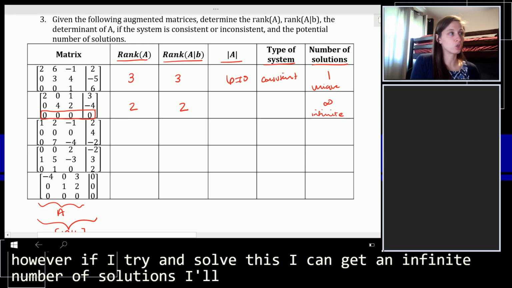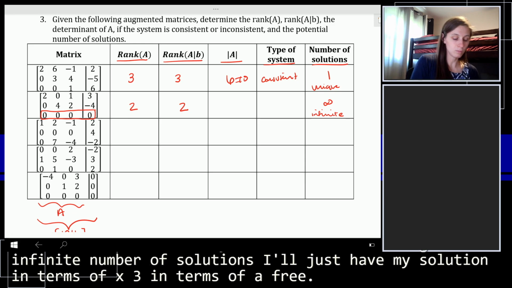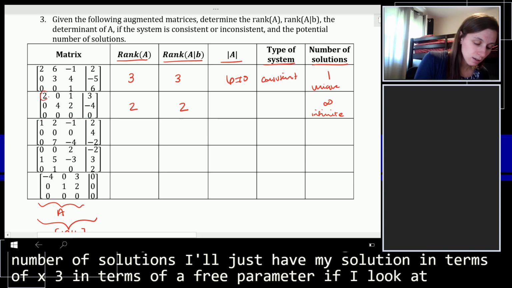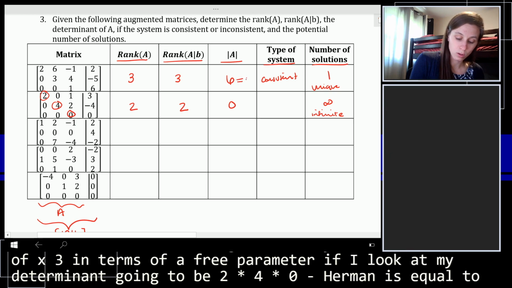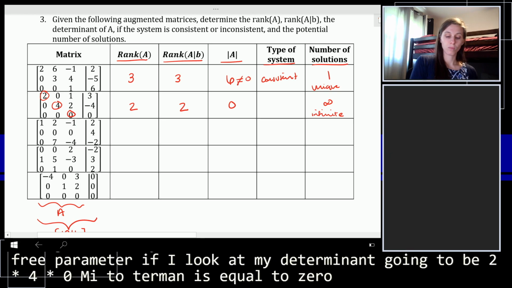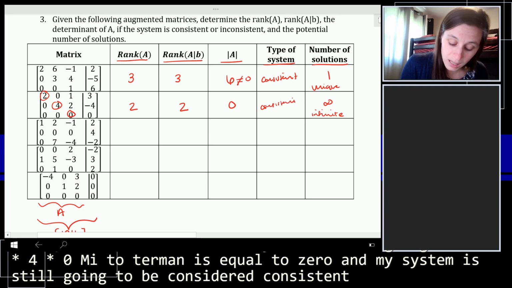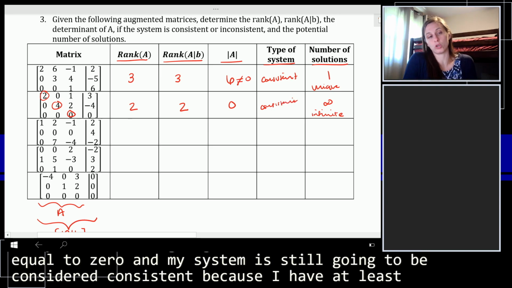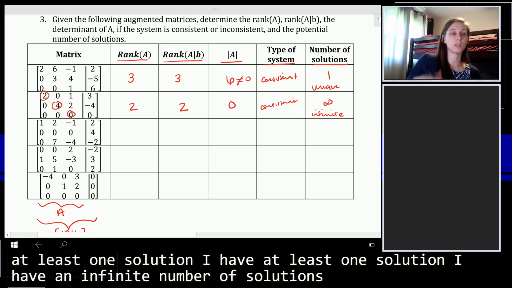I'll just have my solution in terms of x3, in terms of a free parameter. If I look at my determinant, it's going to be 2 times 4 times 0. My determinant is equal to 0. And my system is still going to be considered consistent because I have at least one solution. I have an infinite number of solutions, so it's going to be consistent.